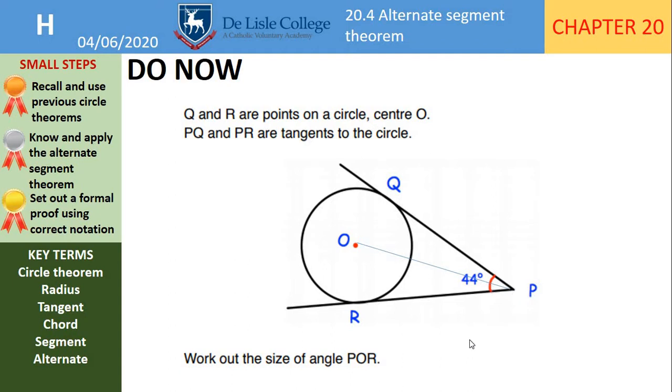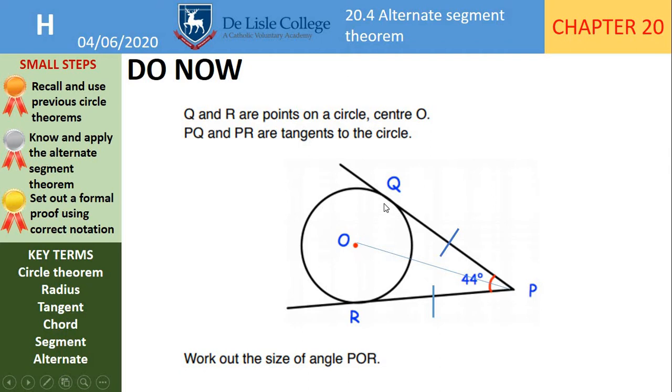Now hopefully from last lesson you've remembered that if we have two tangents that come out from a circle and meet at an external point, then these are equal to each other. So these lengths are equal, and I'm just going to pop on lines just to represent that.